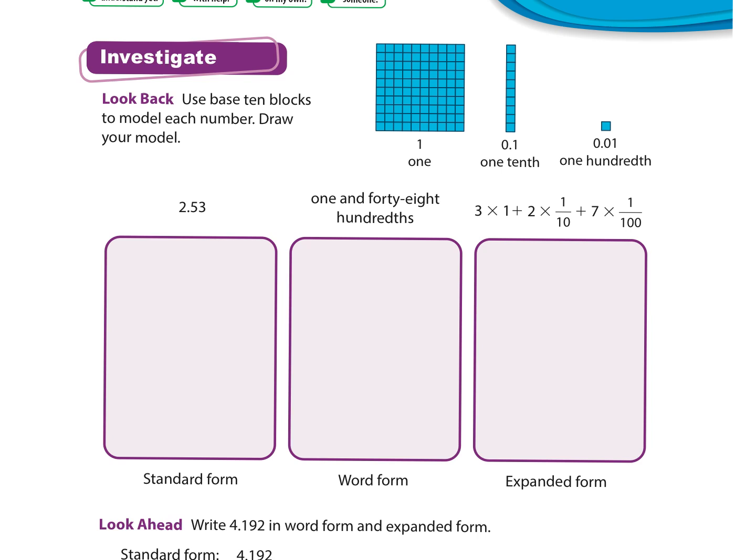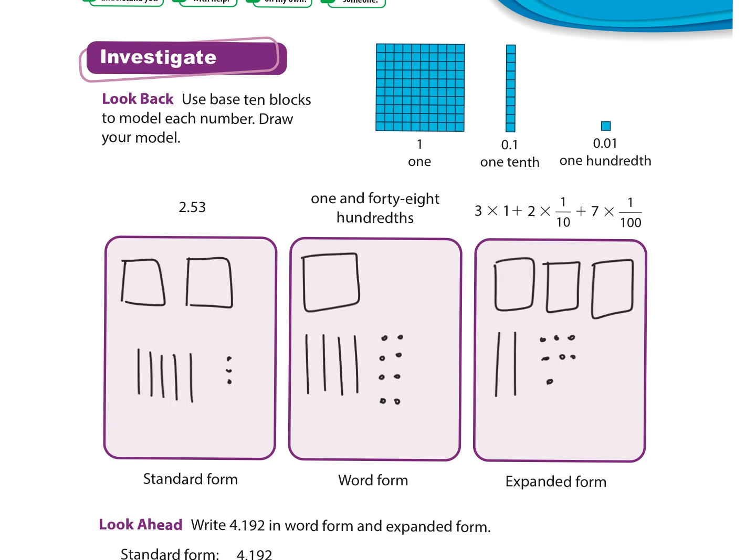Okay, so right now you and your groups should be modeling inside those purple boxes each of the numbers above, using this information right here to help you with your sketches. So looking over these rectangles, you and your group should have something similar to this. On the first one, you're representing 2 and 53 hundredths.